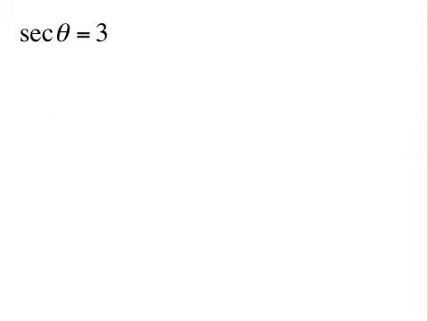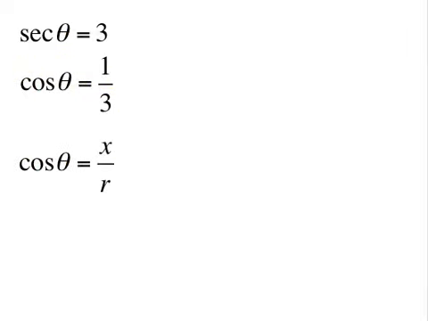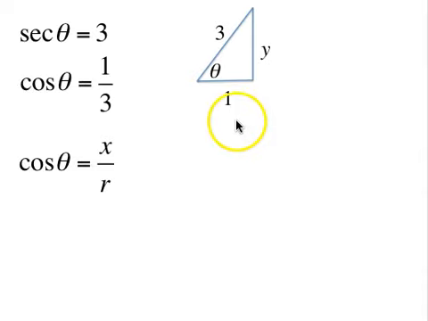We are given the fact that for a triangle, the secant of theta is 3. We want to find the other trig functions. Well, if secant is 3, cosine of theta is 1/3. We know, of course, that cosine of theta is x over r, which would make x 1 and r 3. So drawing our picture, there's the x of 1 and there is the r of 3. We need to find y.